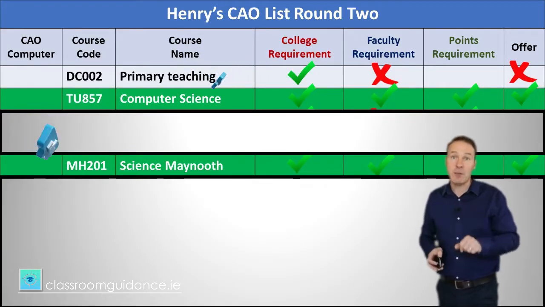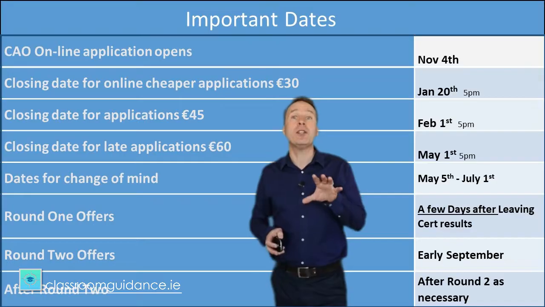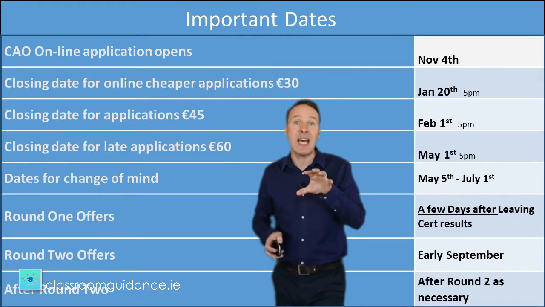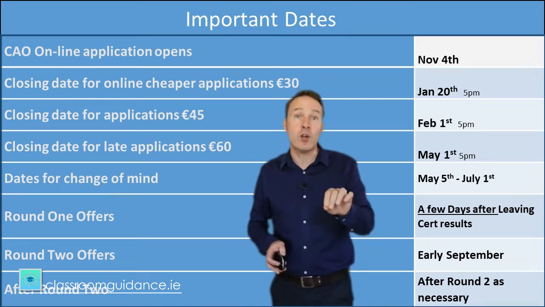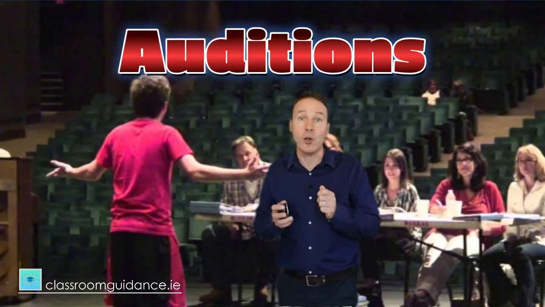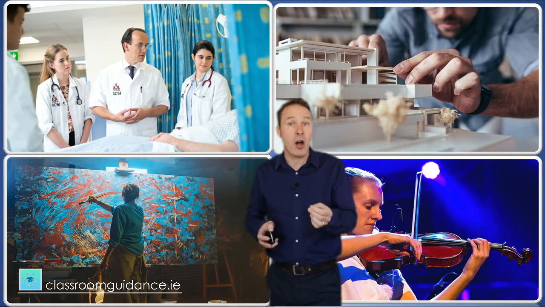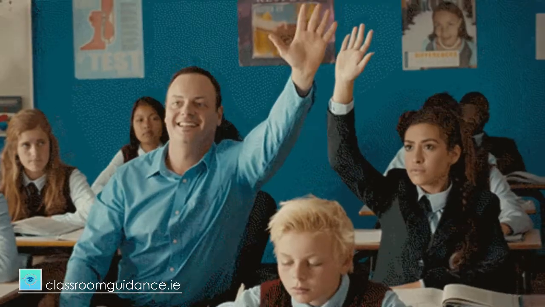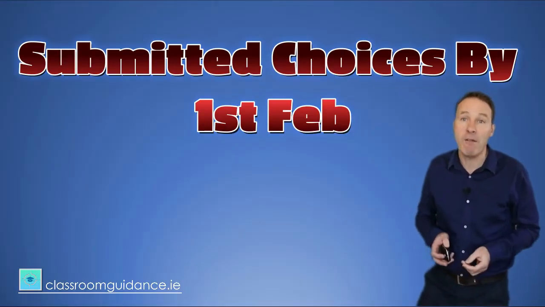Make sure you understand this process as it can be complicated. Make sure you know the timetable, the deadlines and the dates for the different types of applicants. For example, if your course is restricted, like courses that require portfolios, auditions, interviews, or other tests, like in medicine, architecture, art or music courses. Or you are a mature applicant, you need to have it completed by the 1st of February.